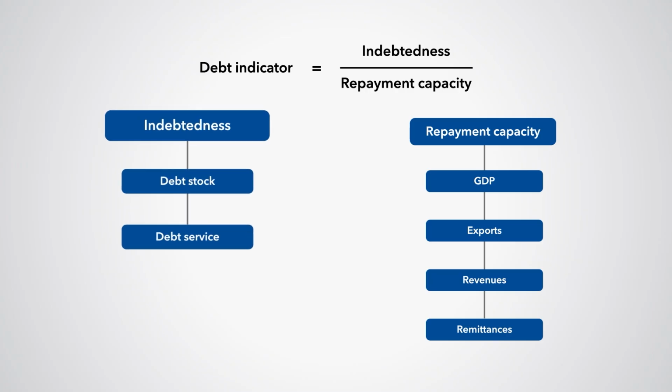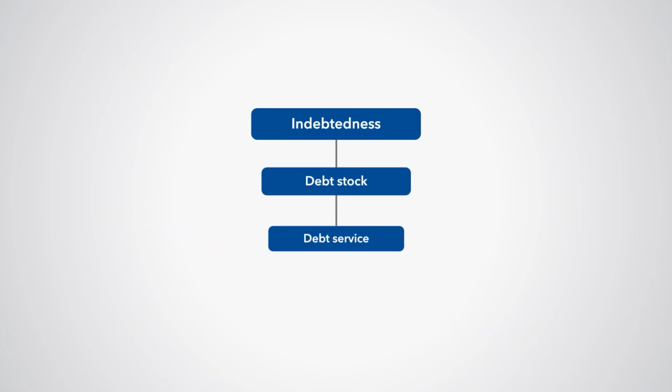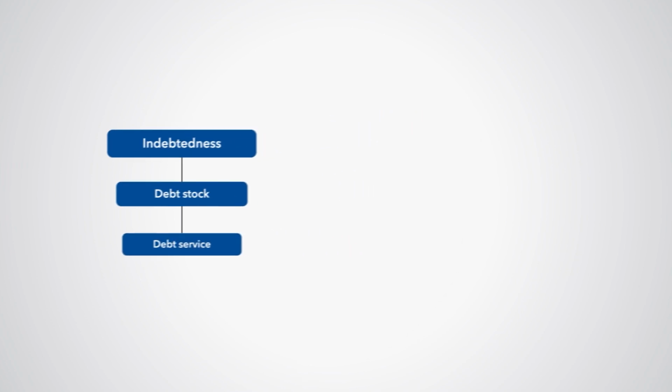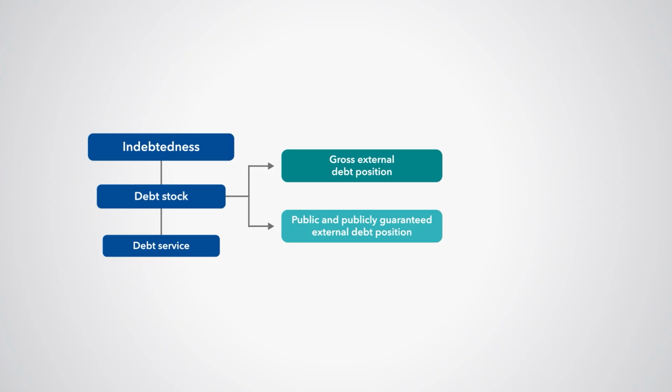Let's see how to calculate the indebtedness in the equation. It can be calculated based on debt stock indicators or on debt service indicators. Debt stock indicators reflect the capacity of a country to generate resources to repay debt. Indicators based on debt stocks, for example, the gross external debt position of the country and the position of public and publicly guaranteed external debt, are used to identify possible solvency problems.